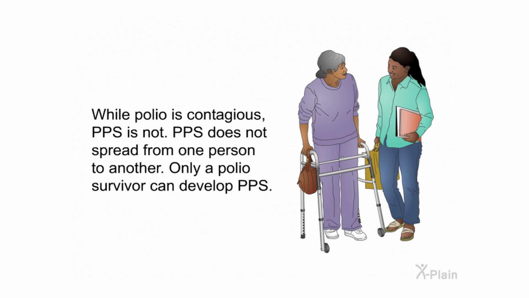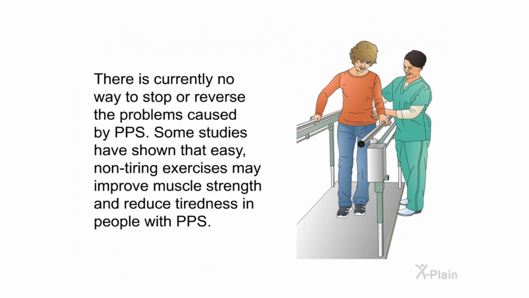While polio is contagious, PPS is not. PPS does not spread from one person to another. Only a polio survivor can develop PPS. There is currently no way to stop or reverse the problems caused by PPS. Some studies have shown that easy, non-tiring exercises may improve muscle strength and reduce tiredness in people with PPS.